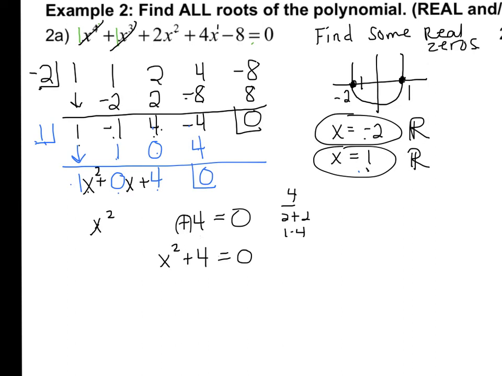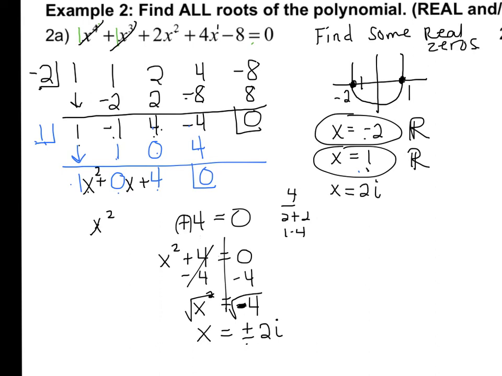To get the x all by itself, I'm going to subtract 4 to the other side. We'll have x squared equals 0 minus 4, which is negative 4. Square root both sides, and the square root of negative 4 is plus or minus 2, and since that negative's underneath there, it's 2i. So those are the other 2 zeros. The third 0 is positive 2i, and the fourth 0 is negative 2i. And now we have all 4 zeros, 2 real and 2 imaginary.